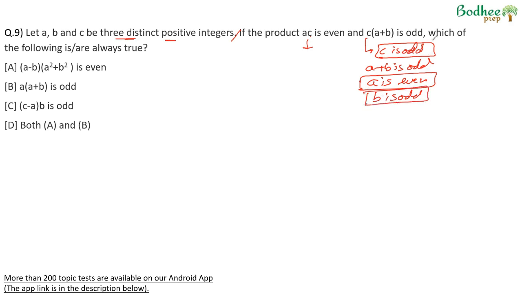We know about A, B, C. Which of the following is/are always true? A minus B into A square plus B square is even. A minus B: even minus odd, this will be odd. Even plus odd, this will be odd. Odd into odd is always odd. So this is false. C minus A: odd minus even, which is odd, into B odd is odd. So this is true. Hence option C is true.